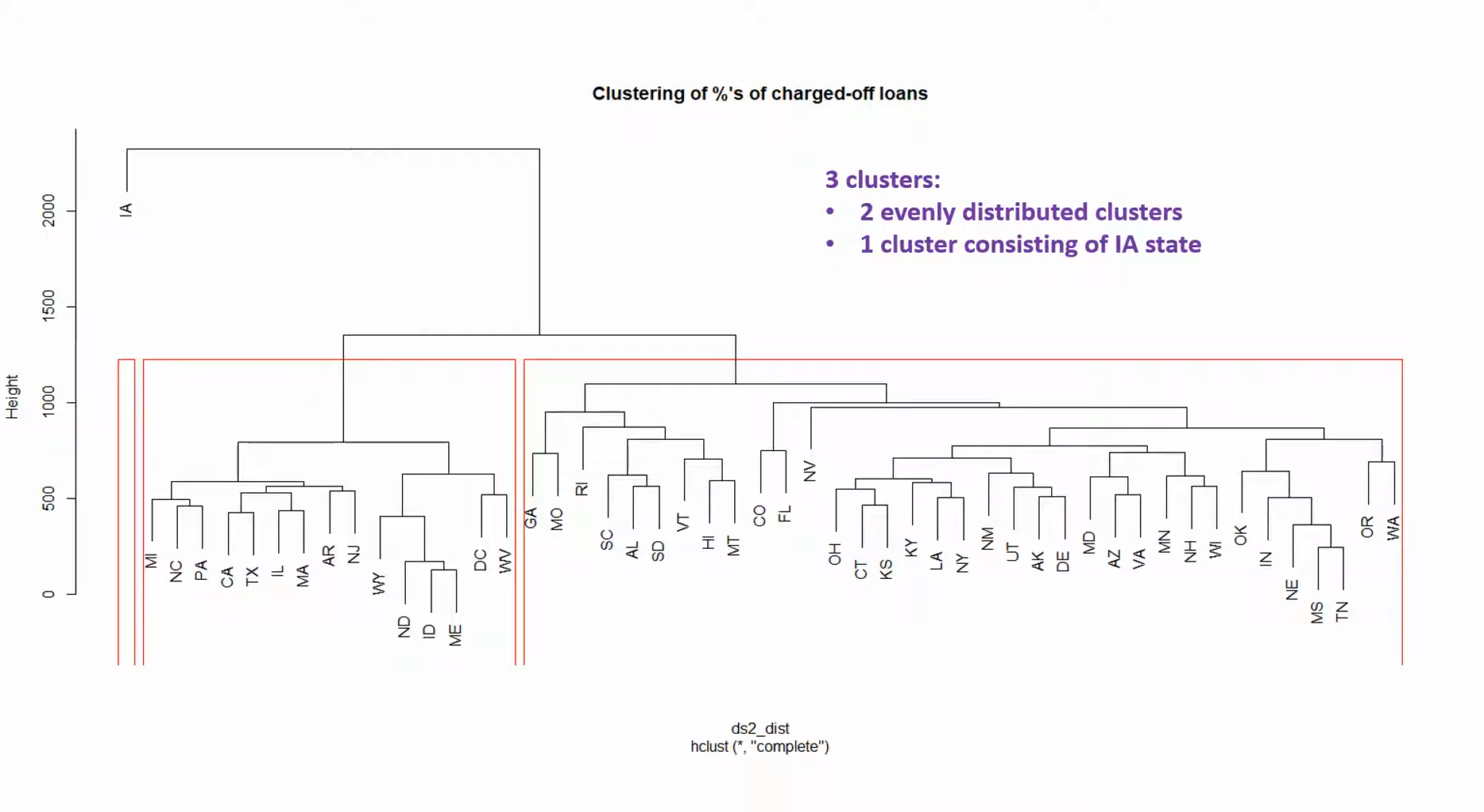And because of that, we proceed to split the states into 3 clusters. When we cut the dendrogram into 3 clusters, this is what we found. We see 2 evenly distributed clusters, even though one is a lot bigger than the other. And we also find that there's one cluster consisting of only the Iowa state.